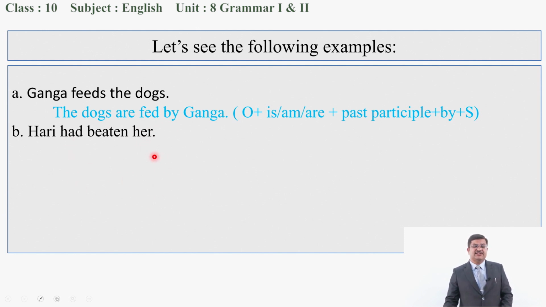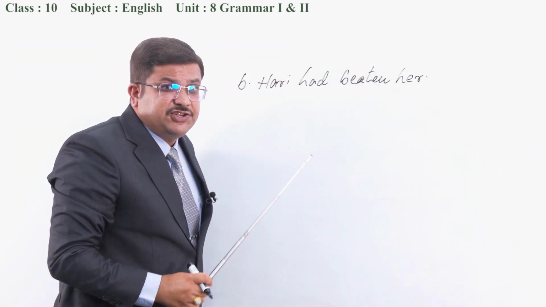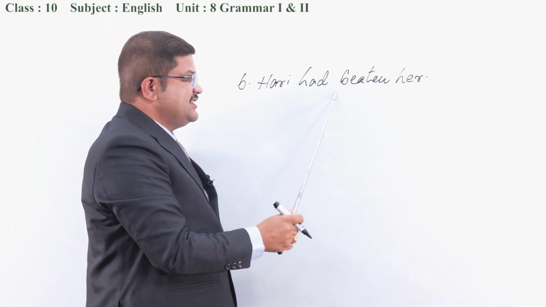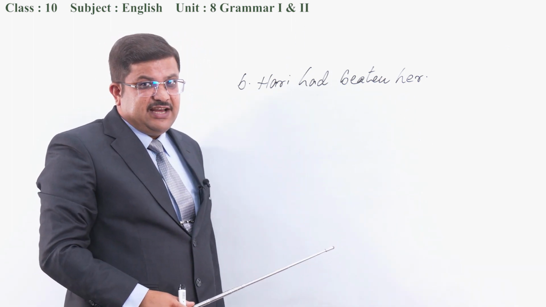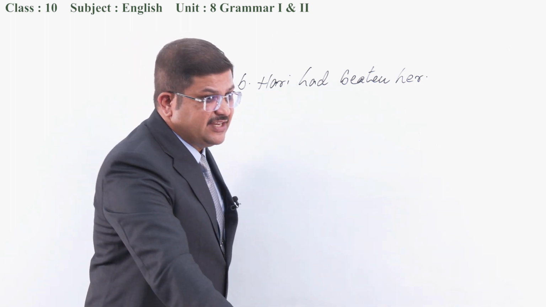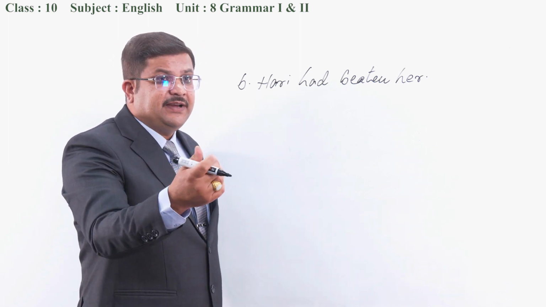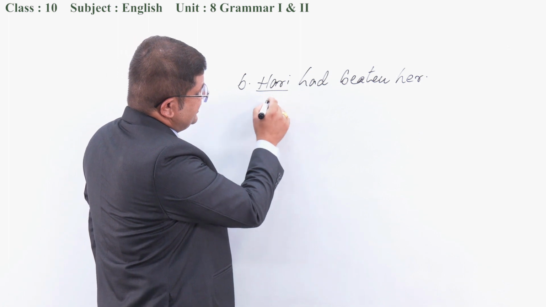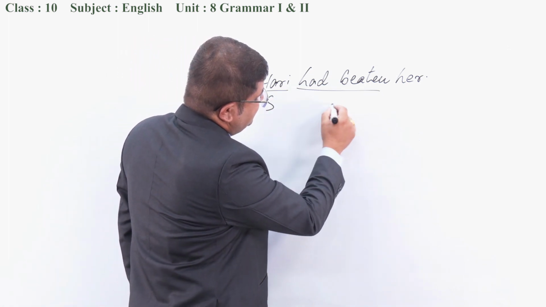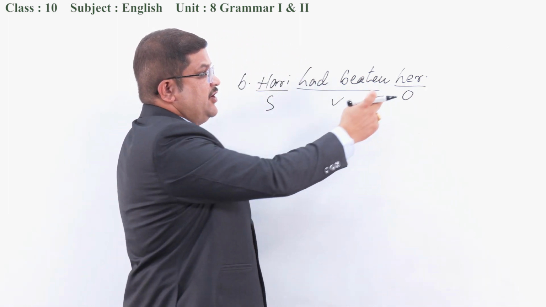Now, when we are changing this active sentence into passive, let us again write and then practice it. Dear student, this is an active sentence. How can we change this sentence into passive one? Let us practice now together. First of all, identify the subject, verb and object. This is subject, this is verb, and this is an object. But her is an object.